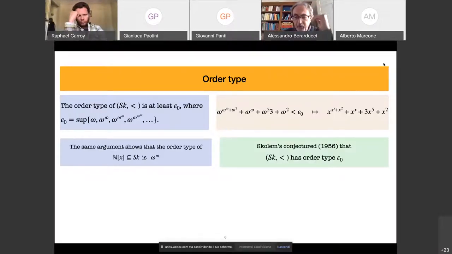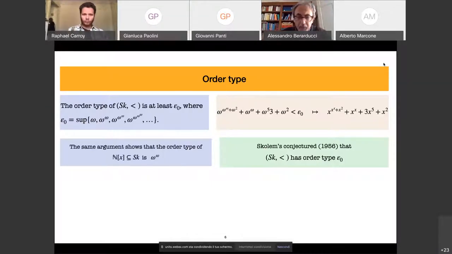Skolem conjecture that the order type is indeed epsilon zero. I'm not going to solve the Skolem problem, I'm just going to make a very tiny bit of progress, but the point of my talk is just to show that the surreal numbers can in principle be used to tackle such problems. So it's an illustration of the method more than the result itself that I'm going to explain.